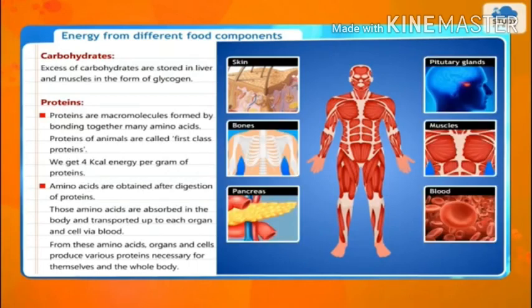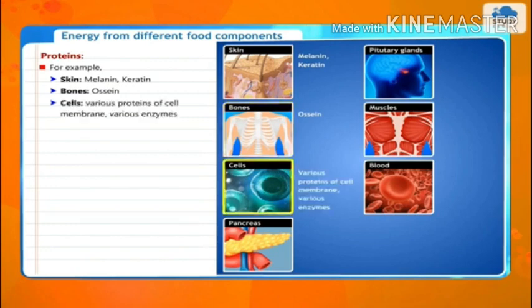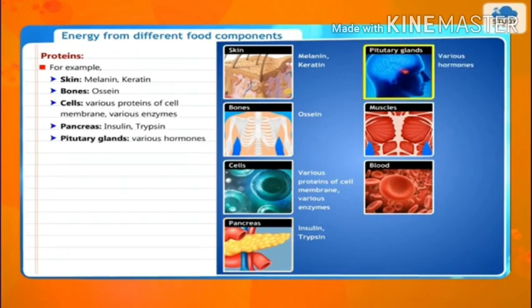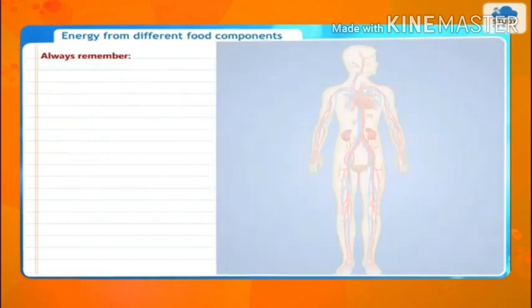From these amino acids, organs and cells produce various proteins necessary for themselves and the whole body. Some examples: skin, myelin, keratin. Bones, ossein protein is necessary. Cells, various proteins of the cell membrane, various enzymes. Pancreas, insulin, trypsin. Pituitary gland, various hormones. Muscles, actin and myosin, flexible proteins.